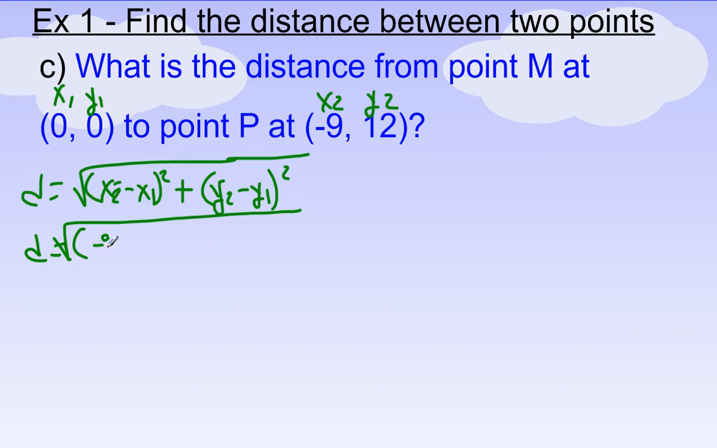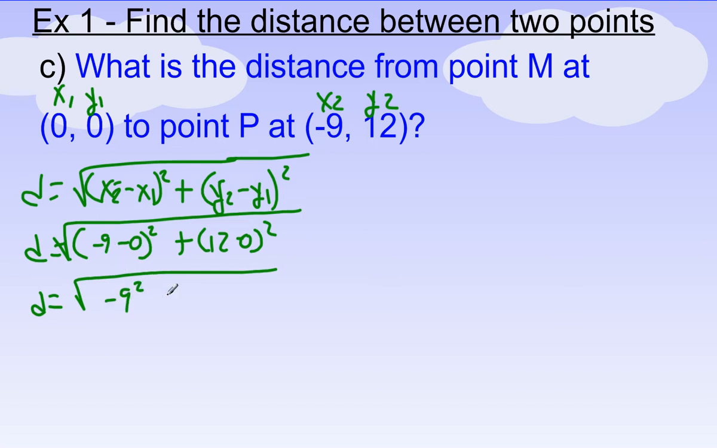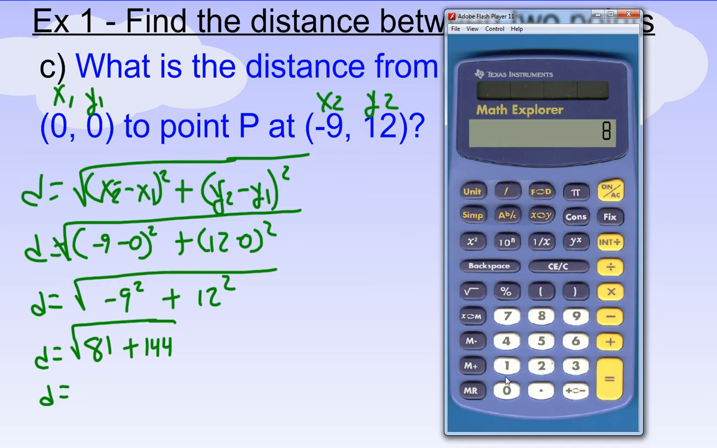x2, -9 minus 0, squared, plus y2, which is 12, minus 0, squared. The distance is the square root of, that is going to be (-9) squared, that is going to be 12 squared. 81 plus 144. 225.